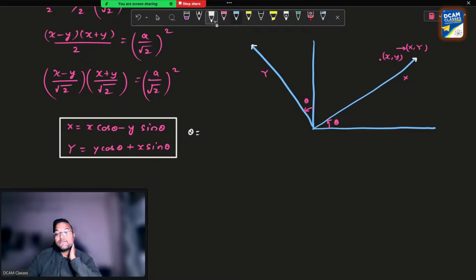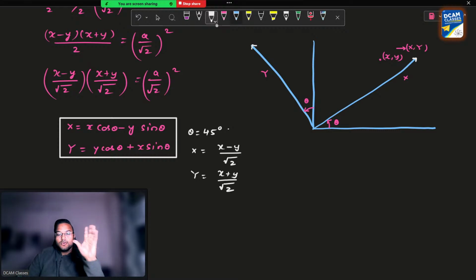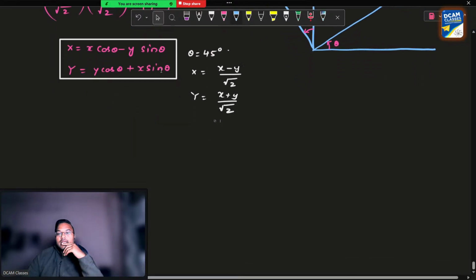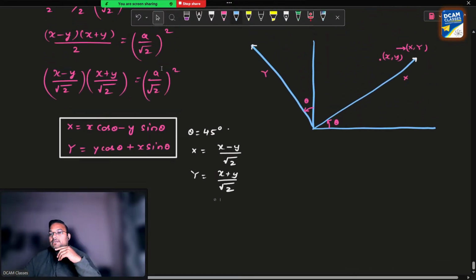Now if I have rotated the axis by 45 degrees, what will capital X become? x minus y by root 2. Capital Y will become x plus y by root 2. Okay. Now from here we have understood what these x minus y by root 2 and x plus y by root 2 represent. Actually, our normal hyperbola was like this.